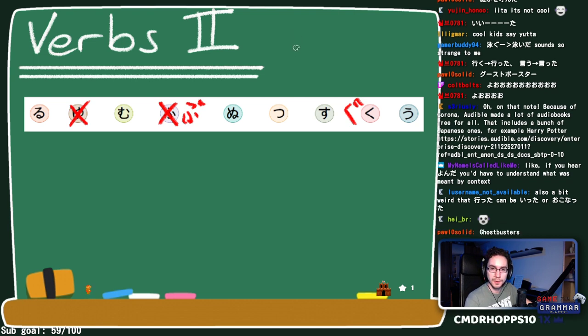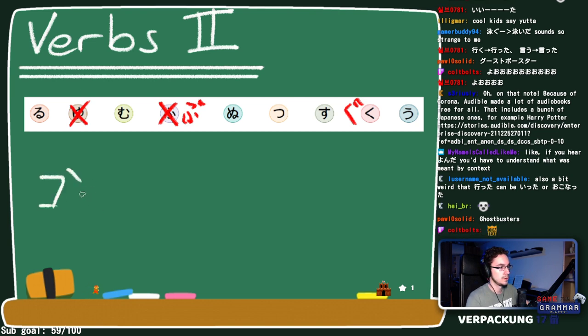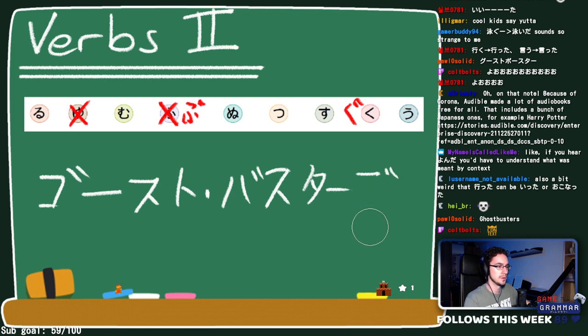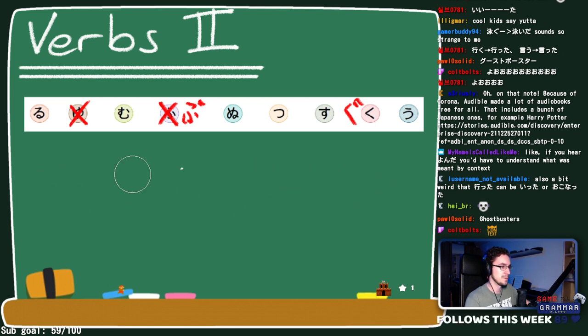Ghostbusters. Ghosto. It would be ghosto. Ghostbusters you would spell like this. Ghosto. And then bastards, I think. You can make a dot here if you want. Ghosto bastards. Like this? Ghosto bastards, deshou? This is a bit of a tangent.